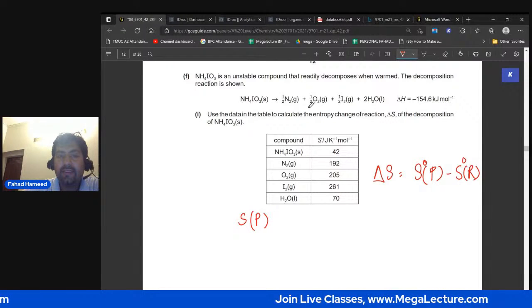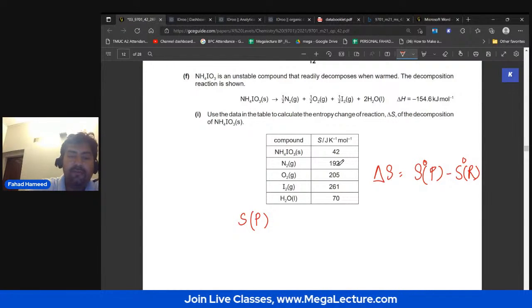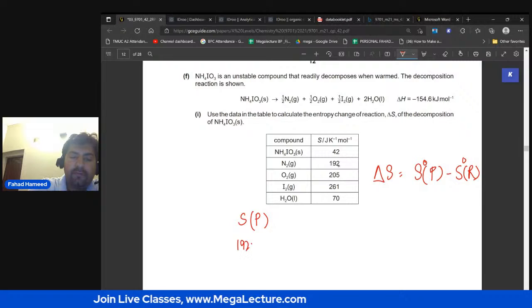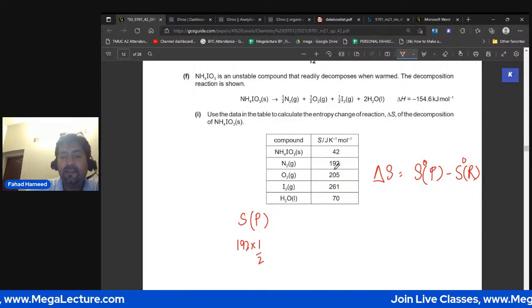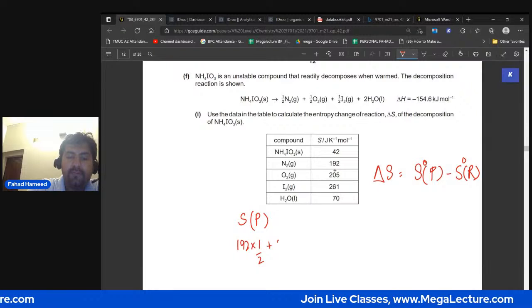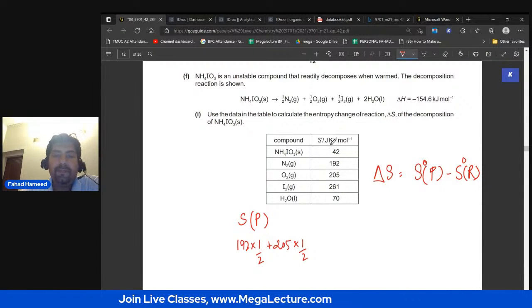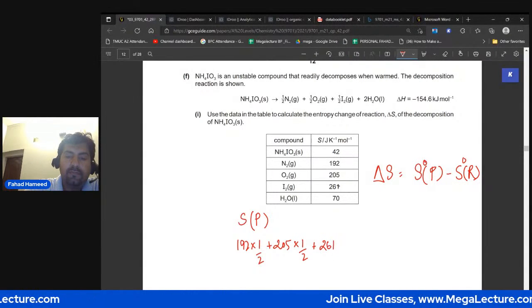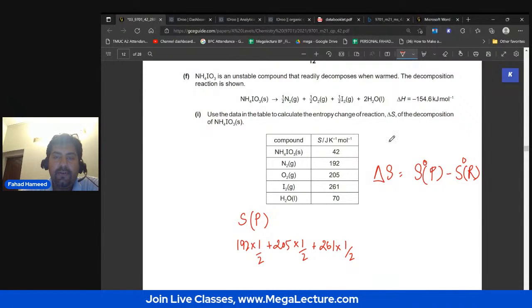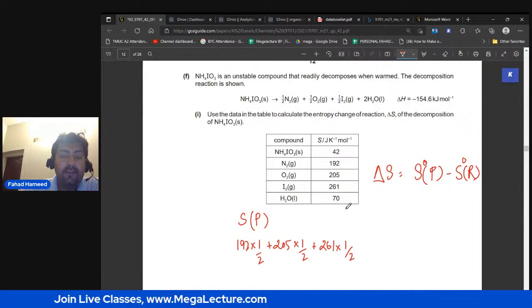That's the entropy of N2, that's 192 into half. That's the first one. Half O2, that's 205 into half. Then you've got half I2, which is this one, 261. And then you've got 2 H2O, that's 17 into 2.